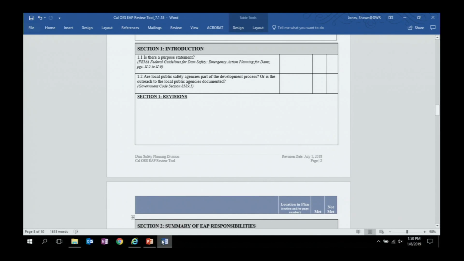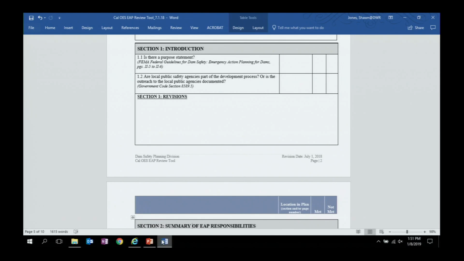Moving on to section 1 is the introduction. Is there a purpose statement? What is the purpose for your EAP? If you could provide us a little bit more information on what it is that your dam does, that would help us. So just go a little bit more in depth and kind of make this plan your own.